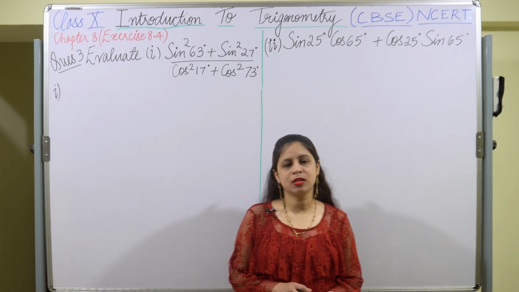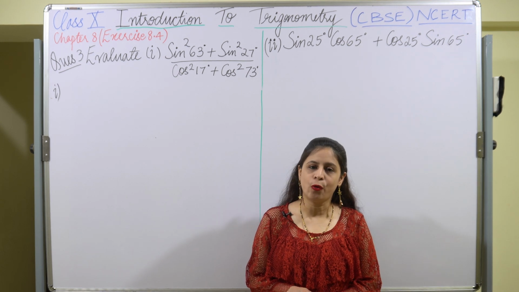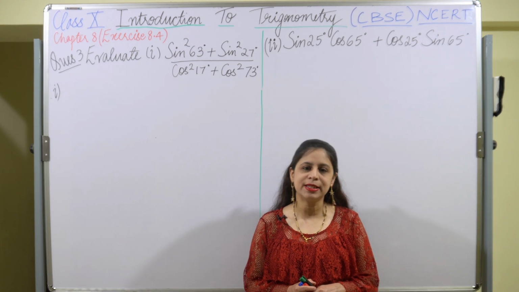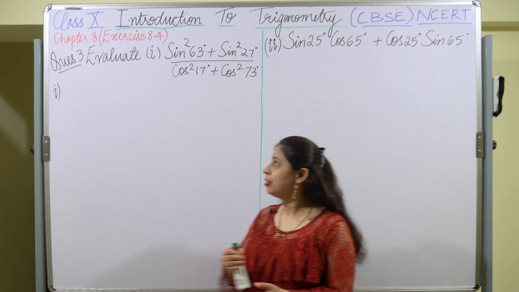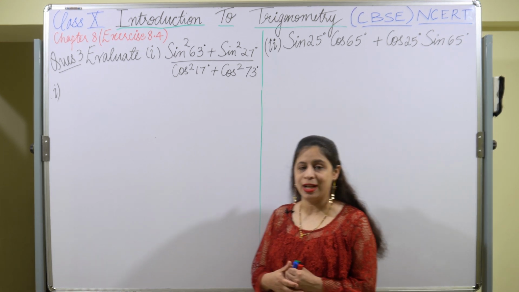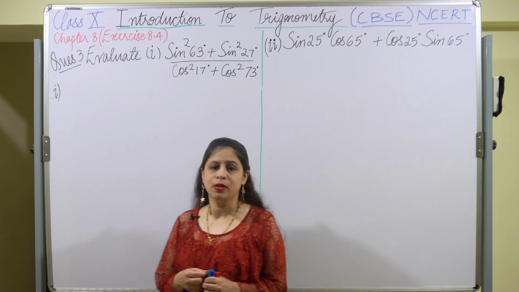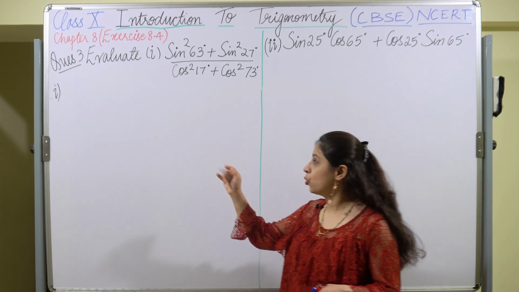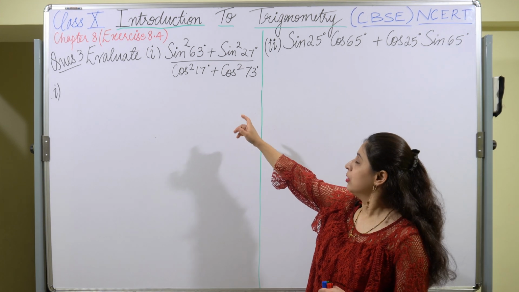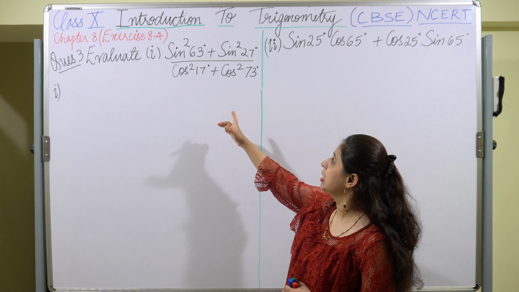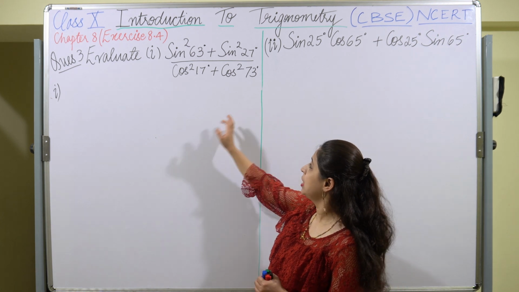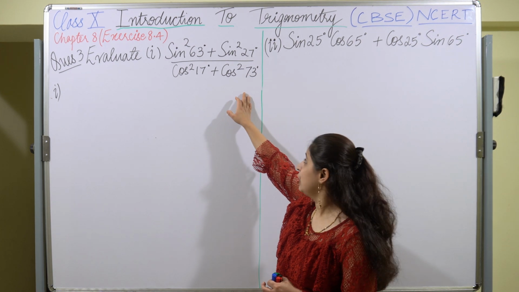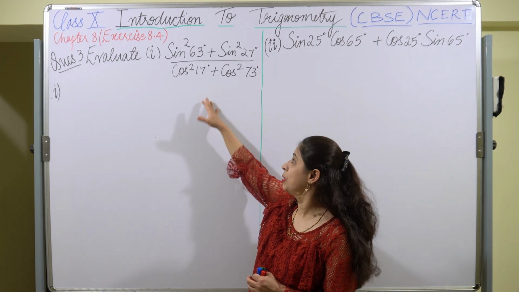So let us start with exercise 8.4 of chapter 8, Introduction to Trigonometry of Class 10 CBSE NCERT. Question number 3 says we need to evaluate. It has two parts. Let us start evaluating the first part first. In the first part, we need to evaluate sine square 63 degrees plus sine square 27 degrees upon cos square 17 degrees plus cos square 73 degrees.